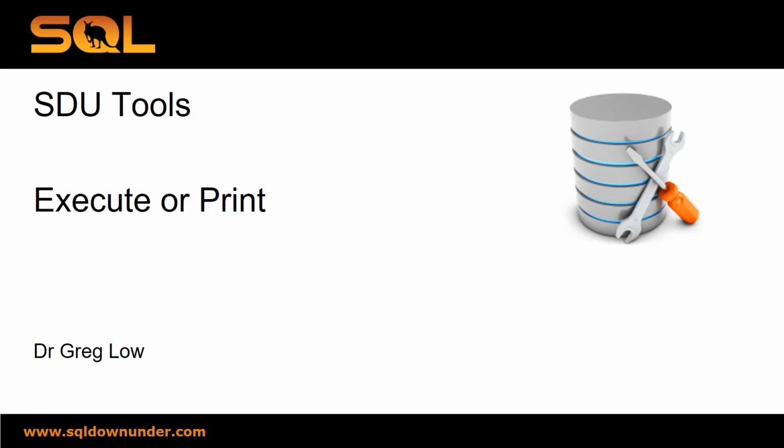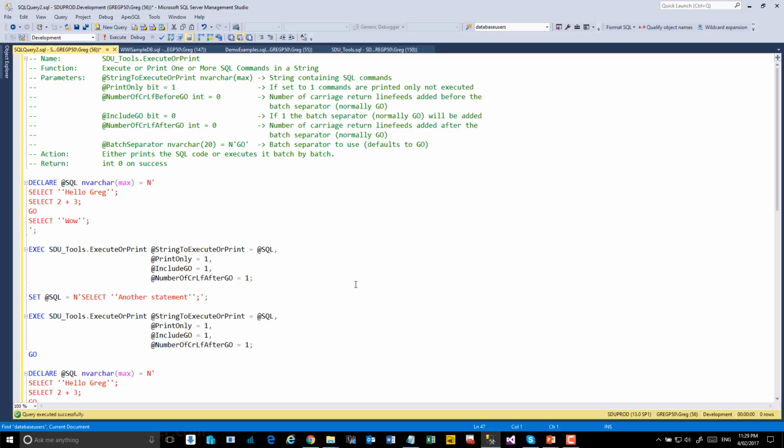This is another video in the SDU Tools series, and it's on the ExecuteOrPrint functionality. The ExecuteOrPrint procedure is a bit of a special purpose procedure. We use it specifically while doing scripting functions. If you look at future things where we've got creation of new database scripting options coming and so on, there needs to be a way of generating code and/or executing it at the same time. And so that's what this function does.